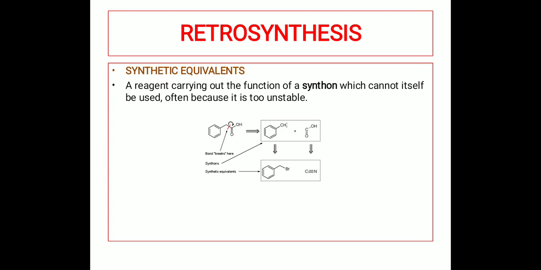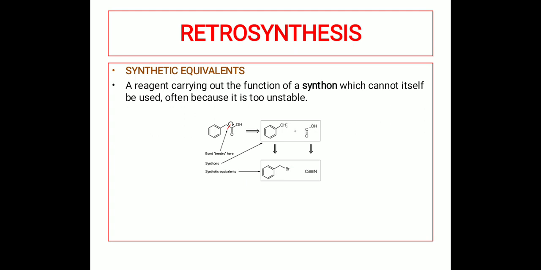Now, when we disconnect it, the next step is going to be writing the retrosynthetic arrow, and then we are going to write down the synthons. So, what are the synthons for this target molecule? One is the benzyl radical and the second is the acid. Now, these are the synthons. Now, we have to write down their synthetic equivalents.